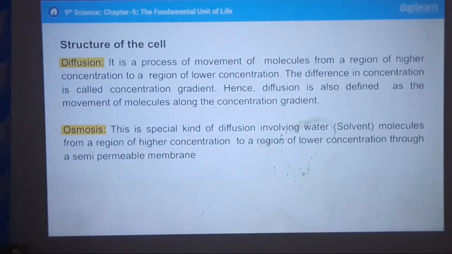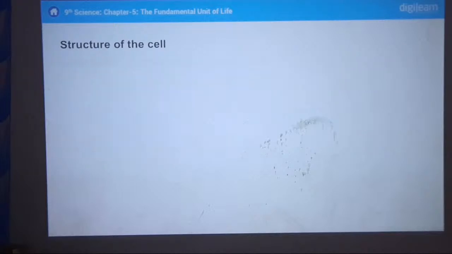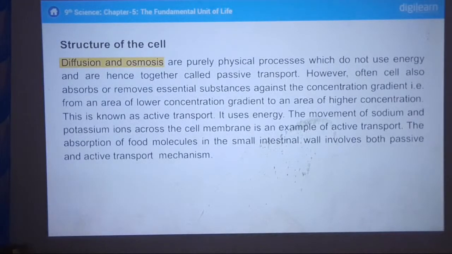Osmosis. This is a special kind of diffusion involving water or solvent molecules moving from a region of higher concentration to a region of lower concentration through a semi-permeable membrane. Diffusion and osmosis are purely physical processes which do not use energy and are hence together called passive transport.